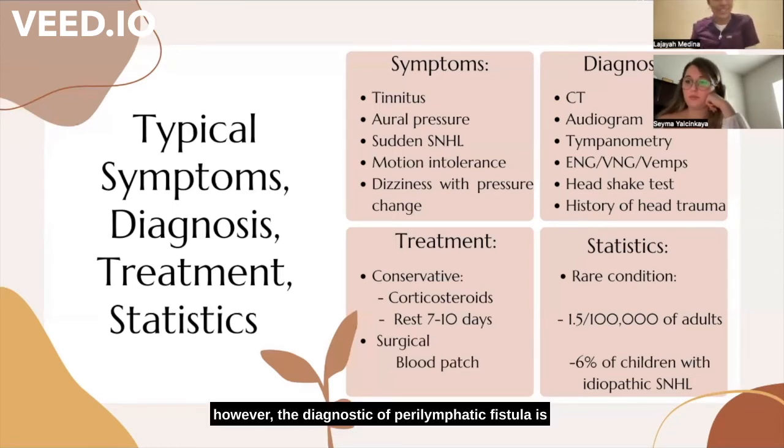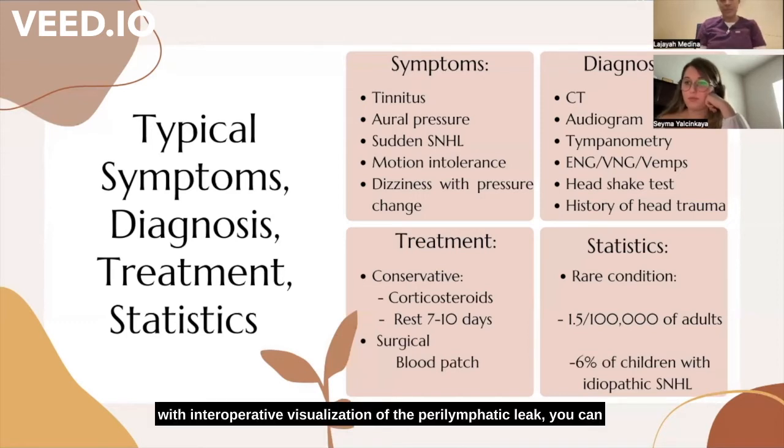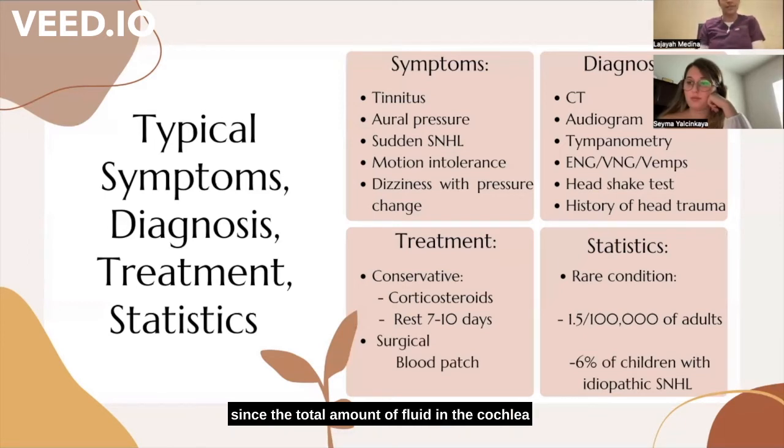However, the diagnosis of perilymphatic fistulas is a bit controversial due to the lack of reliability in diagnostic tests. With intraoperative visualization of the perilymphatic leak, you can see it most of the time, but there's no criteria of what constitutes a leak under observation, especially since the total amount of fluid in the cochlea is about 3 to 4 drops. Not a lot. And so with high-resolution CT scans, it's really great at visualization of air bubbles, but it's not always visible. A lot of times it can be interpreted as artifact.